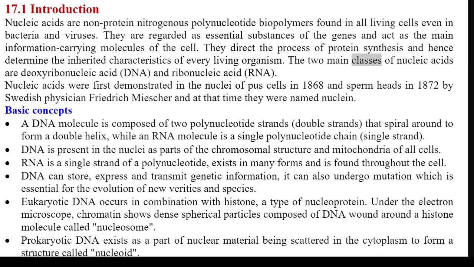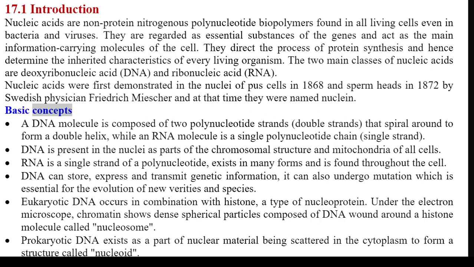The two main classes of nucleic acids are deoxyribonucleic acid, DNA, and ribonucleic acid, RNA. Nucleic acids were first demonstrated in the nuclei of pus cells in 1868 and sperm heads in 1872 by Swedish physician Friedrich Miescher, and at that time they were named nuclein.